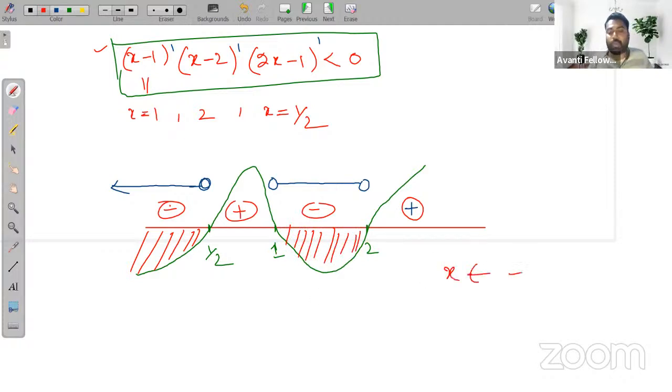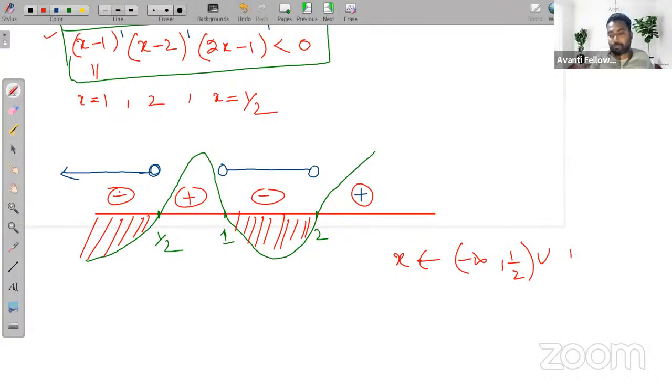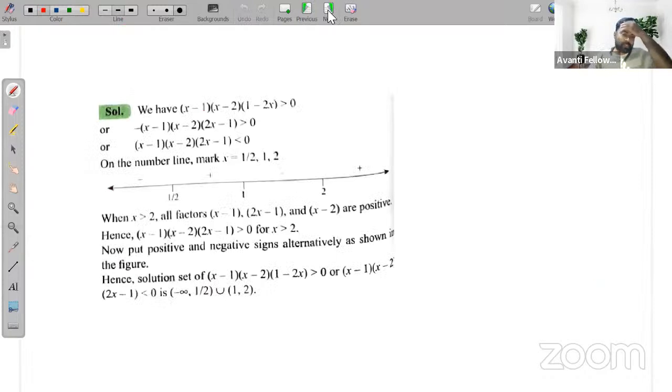X belongs to minus infinity to 1 by 2 excluded, union 1 to 2. Okay, this is my solution. I hope this is clear to all of you guys. Is it clear to everyone? Okay, no problem. Next, this is the solution.